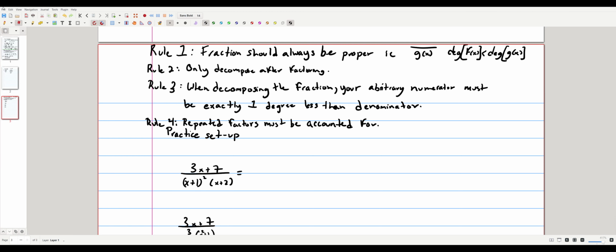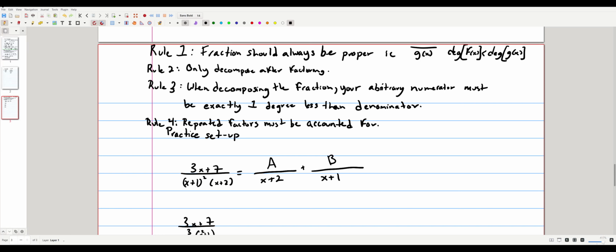Okay, so we only want to decompose after factoring. Well, luckily for us, this one is already in its factored form: x plus 1 squared times x plus 2. There's nothing else that we could do. They're all linear. When decomposing the fraction, your arbitrary numerator must be exactly 1 degree less than the denominator. So our unique denominators are x plus 2 and x plus 1. Since these are degree 1, our numerator just has to be a number.